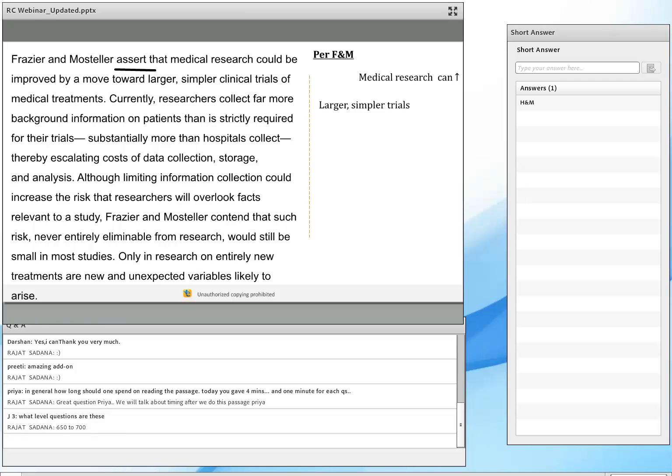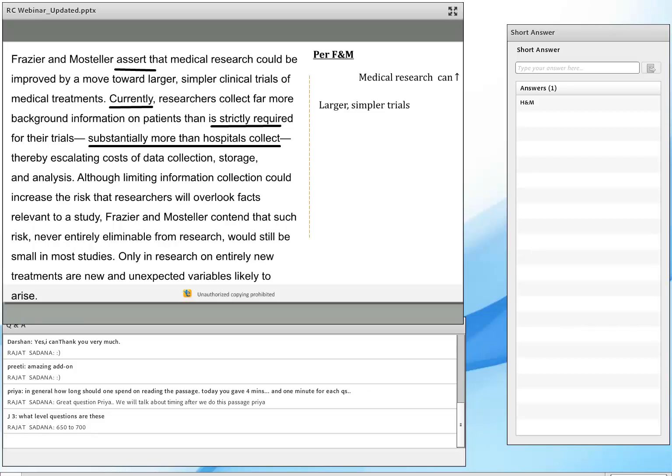This is something which, if you're beginning to do this, if you're in the initial part of this, the whiteboard could be huge with regards to making these notes side by side. All right. Then comes the next word. Currently. Currently means this is the current practice. It's a keyword. Make note of it. Pause and make note. Researchers collect far more background information on patients than is strictly required for their trials, and then he's doing a comparison. He's saying substantially more than hospitals collect.